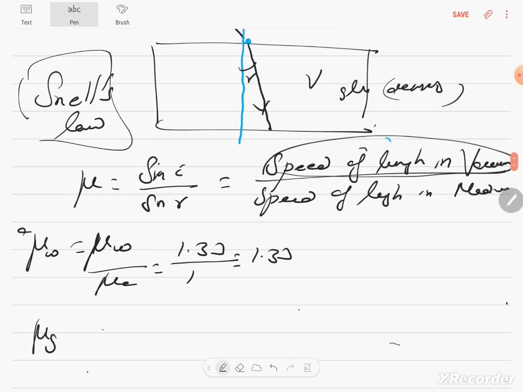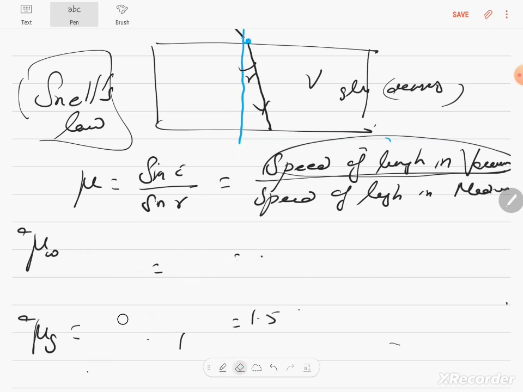The refractive index of glass will be with respect to air, because it's entering from air to glass, which will also be mu of glass by mu of air. Mu of glass is 1.5 and mu of air is 1, so it's 1.5. So you just have to know that the mu of water is with respect to air. Okay, so it's 1.33 and this is 1.5.